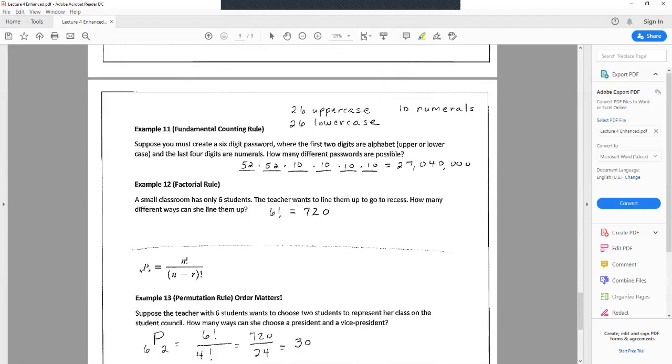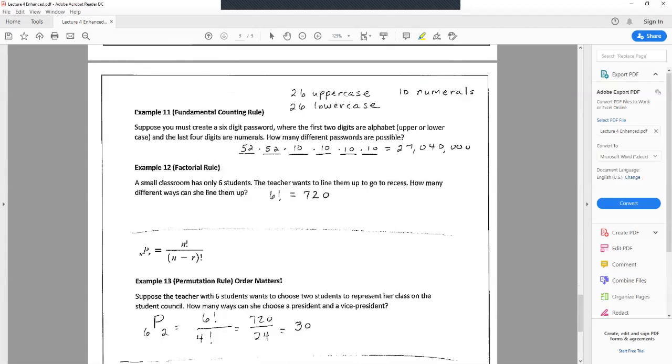Example 11. Suppose you must create a 6-digit password where the first 2 digits are alphabet, upper or lowercase, and the last 4 digits are numerals. How many different passwords are possible? Okay, so we have to have 6 digits, and the first 2 have to be upper or lowercase. And it doesn't say that we cannot reuse the letters, right? So we can use the same letters and numbers over and over again.